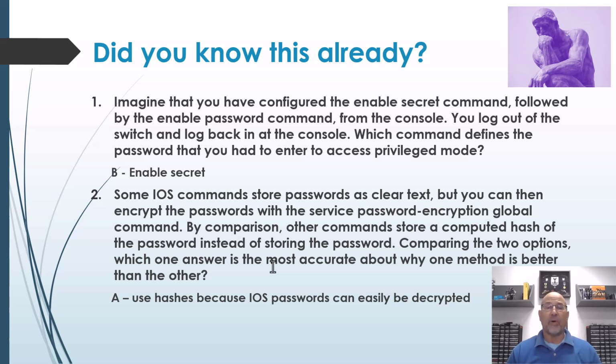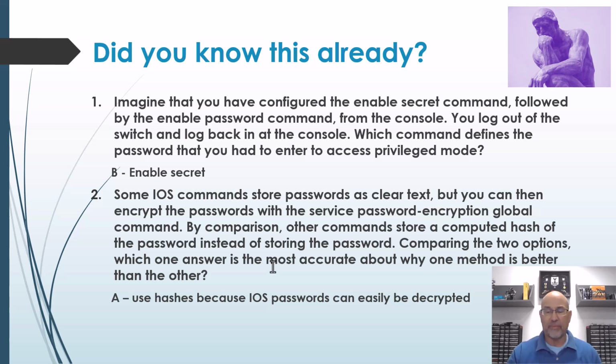Question number 2, some IOS commands store password as clear text, right? We saw that, but you can encrypt the password using the service password encryption global command. By comparison, other commands store a computed hash of the password instead of storing the password. Comparing the two options, which answer is the most accurate about why one method is better than the other? Now remember that the whole point of a hash function is to be easy to create the hash, but hard to work backwards. And even if you did the service password encryption to get rid of the clear text, right, that is easier to decrypt than the hash function.